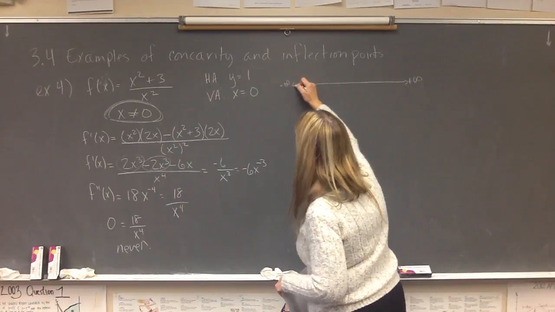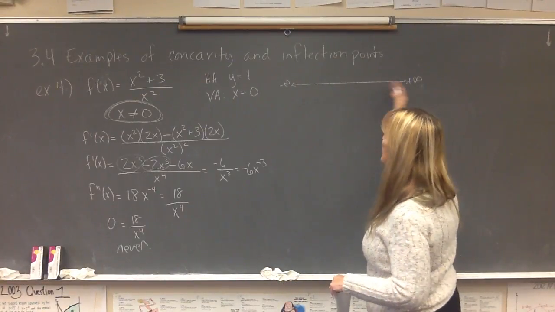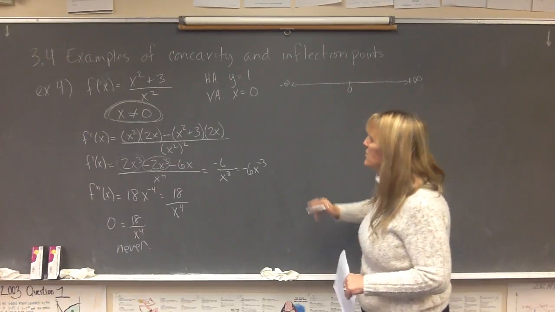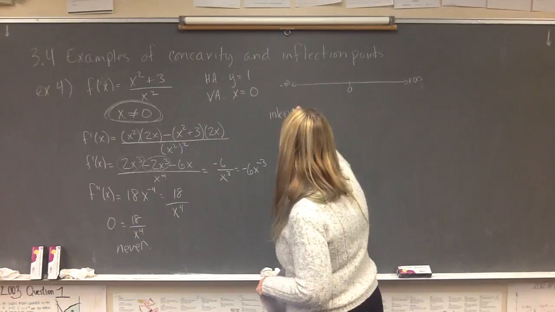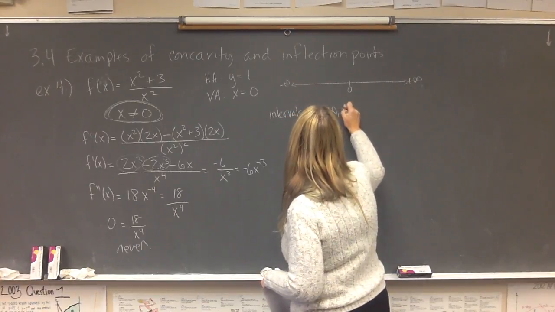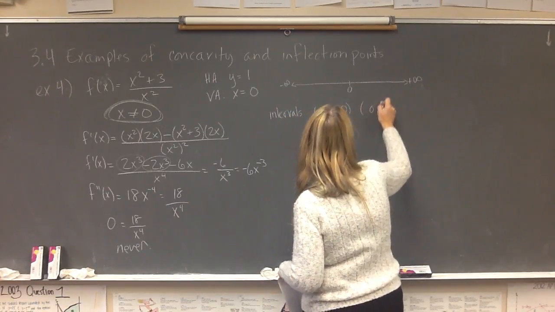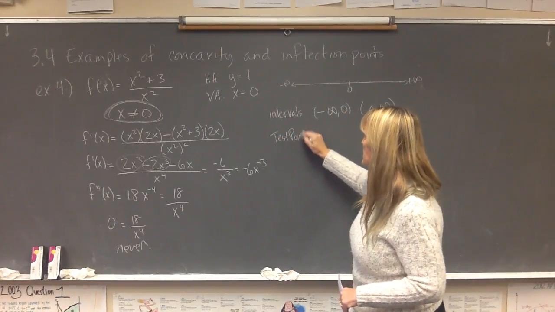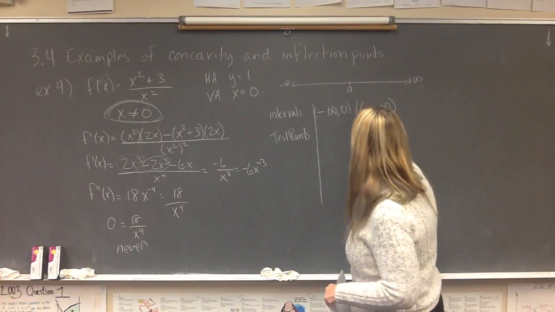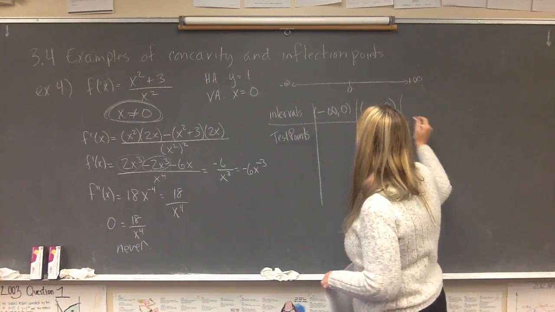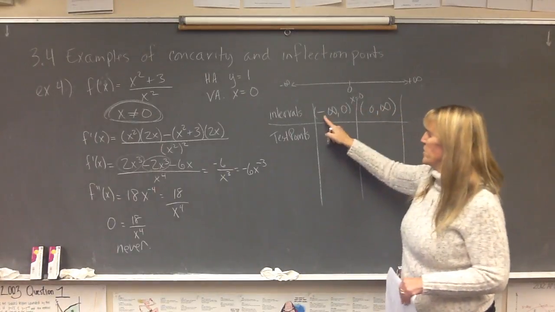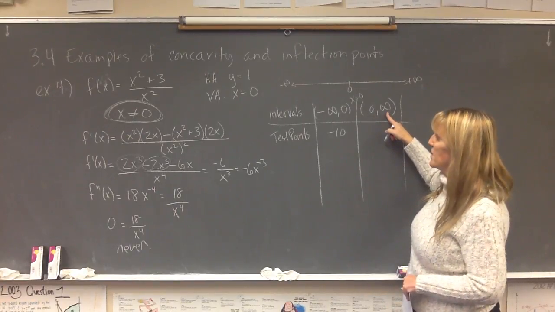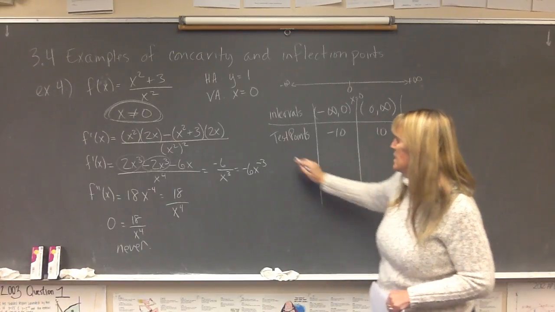We always draw a number line when we're building our intervals. The only point I have to plot on this whole number line, however, is x equals 0. So my intervals are pretty simple. Going from negative infinity to 0, and then going again from 0 to positive infinity. I'm looking for test points. The test point between negative infinity and 0 is going to be negative 10. The test point between 0 and positive infinity is going to be a positive 10.